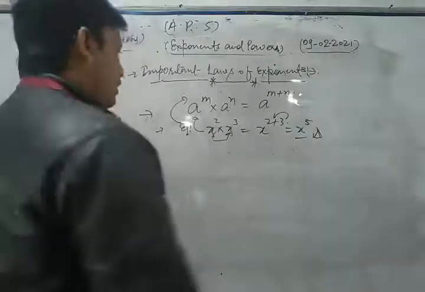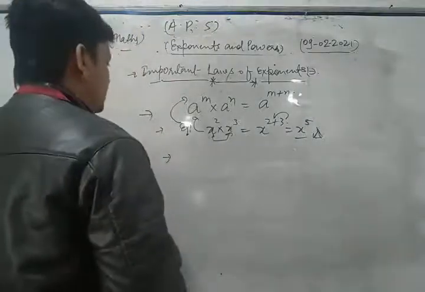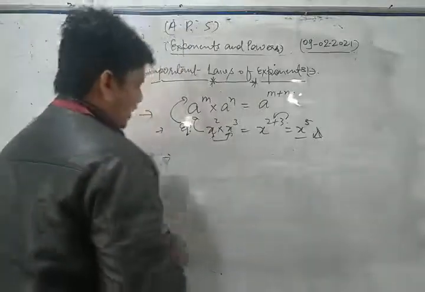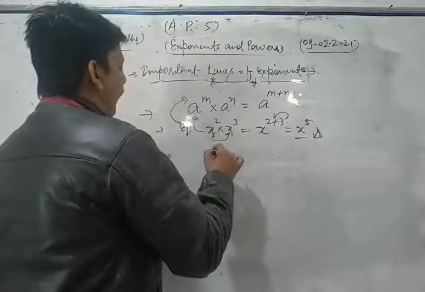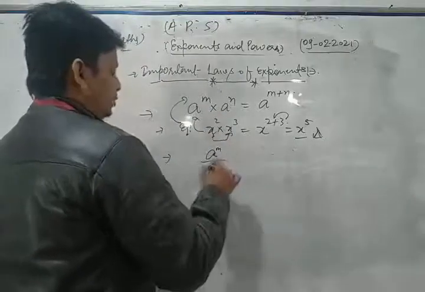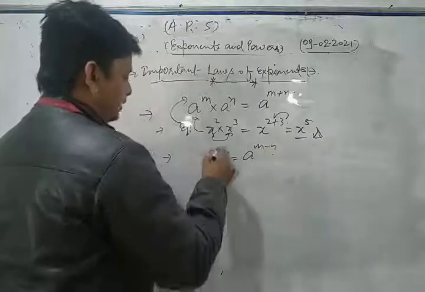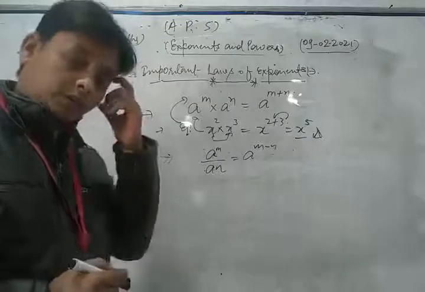Similarly, the next basic law of exponents is: if we have 8 to the power m upon 8 to the power n, then we write 8 to the power m minus n. Here the bases are the same and the powers are different. This is the law based on the quotient form.